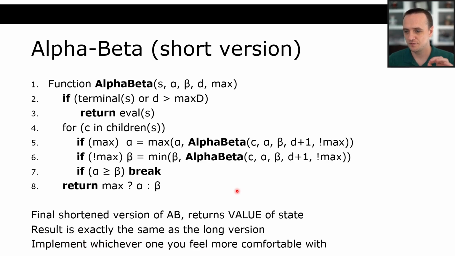So this is the final shortened version of AlphaBeta. It returns the value of a state. And I'll get into that in a little bit. The result is exactly the same as the long version. Okay? So if you go back to that long version, which was like 30 lines of code, it will give you the exact same result as this. Implement whichever one you feel comfortable with. However, I recommend starting with the long version. And there's a reason for that, which we're about to talk about.